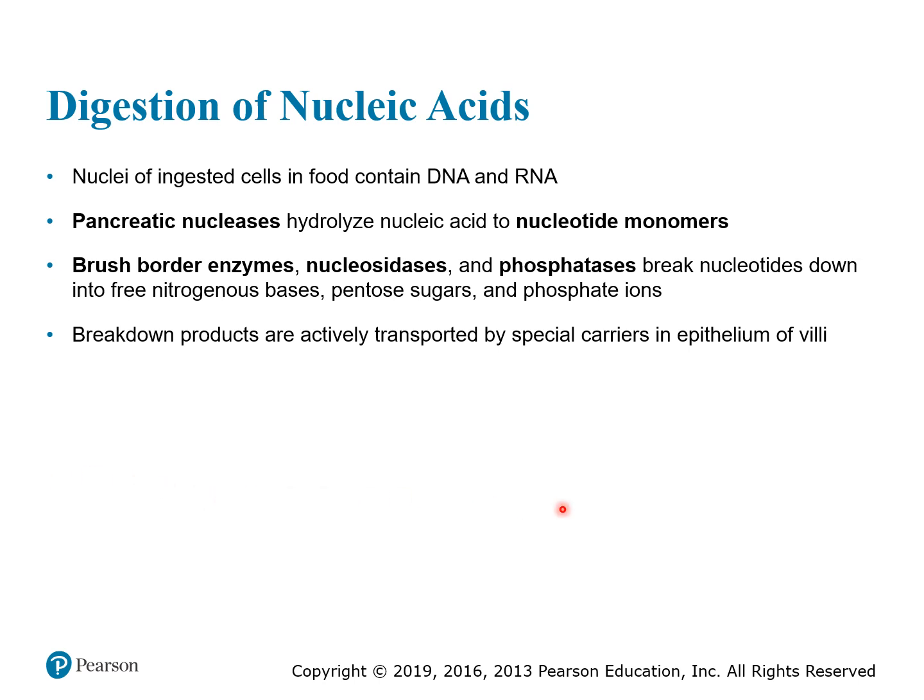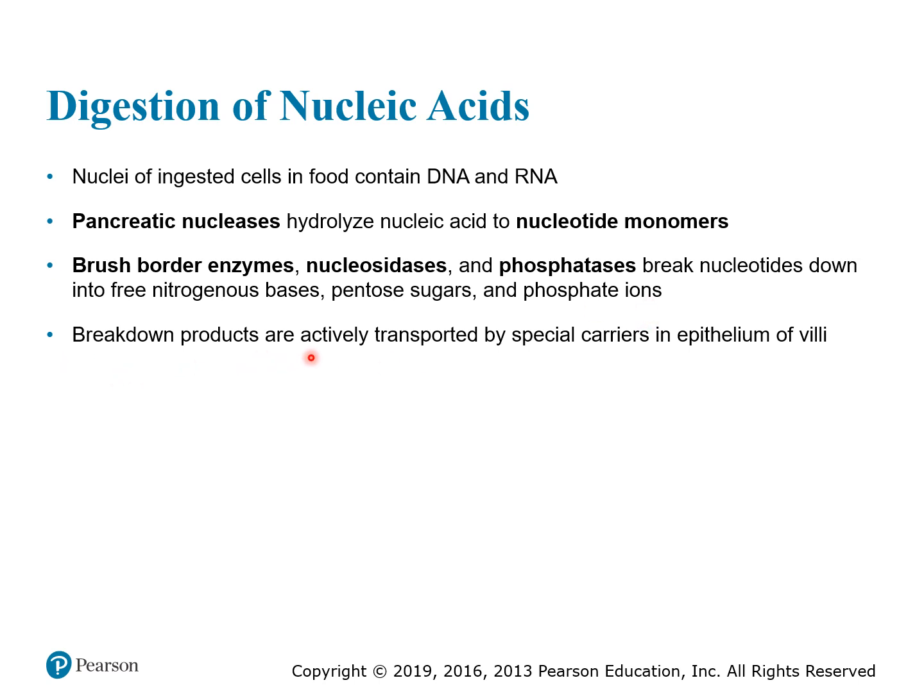All right, and now our last macromolecule, nucleic acid. Let's see how nucleic acids are digested. The nuclei of the ingested cells contain DNA and RNA. These are our nucleic acids. And just remember the pancreas; for the lipid, bile also comes in. So the pancreatic nucleases hydrolyze the nucleic acid into nucleotide monomers. Then at the brush border, there are enzymes, nucleosidases and phosphatases. They break nucleotides down into nitrogenous base, pentose sugar, and phosphate ions.